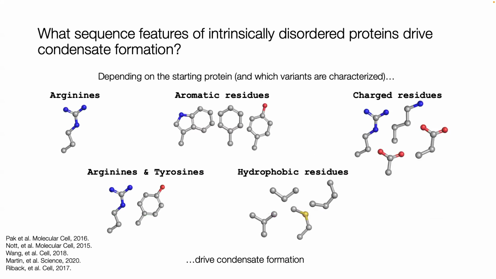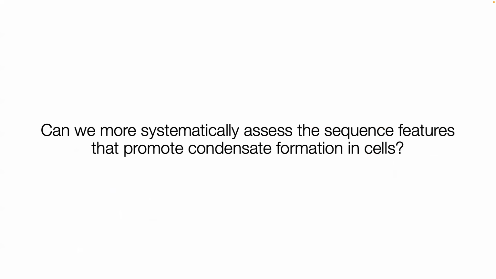To summarize a ton of work, depending on the starting protein and which variants are characterized, pretty much every amino acid type, almost every feature that you can think of in these proteins, has been shown in some context to drive condensate formation. So it becomes challenging to get systematic rules and understand generalizable principles that are driving condensate formation across different contexts. So we wondered whether there's a way to more systematically assess sequence features that promote condensate formation in cells.